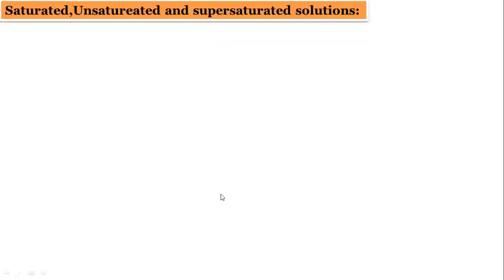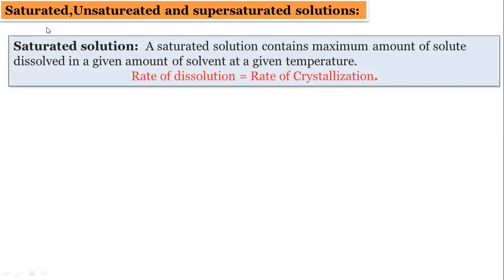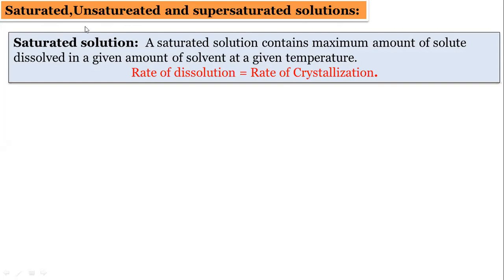Then the next part: different types of solutions depend upon the amount of solute dissolved. There are 3 types of solutions. One is a saturated solution, the second is an unsaturated solution, and the third is a supersaturated solution. I think you are familiar with these words: saturated, unsaturated, and supersaturated. One by one we will discuss the definitions of saturated, unsaturated, and supersaturated.